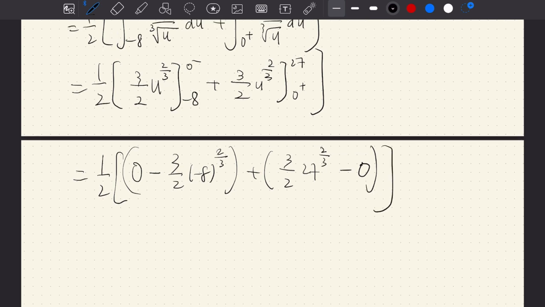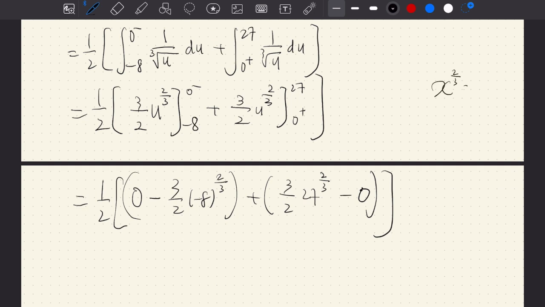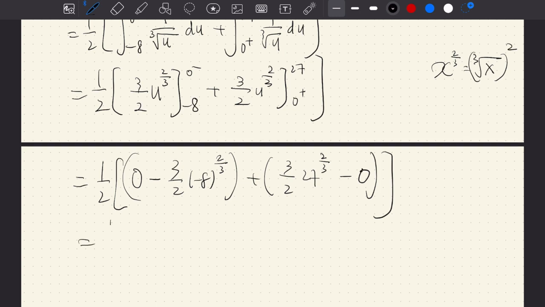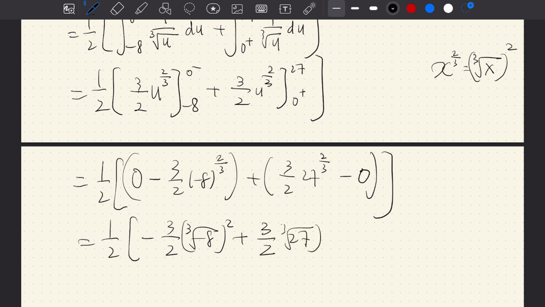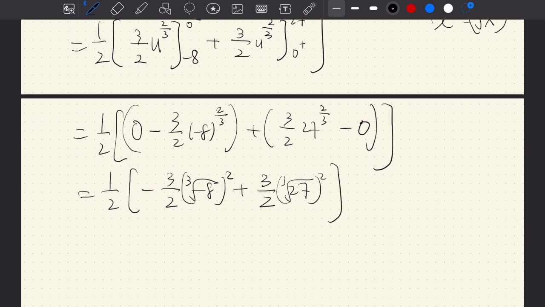Remember that x to the 2 over 3 is just the cube root of x taken the square. So this is equal to 1/2 times negative 3 over 2 times negative 8 to the 2 over 3, plus 3 over 2 times 27 taken the cube root and then squared. The cube root of negative 8 is just negative 2. So this is negative 3 over 2 times negative 2 squared plus 3 over 2, and the cube root of 27 is 3, so this is 3 squared.